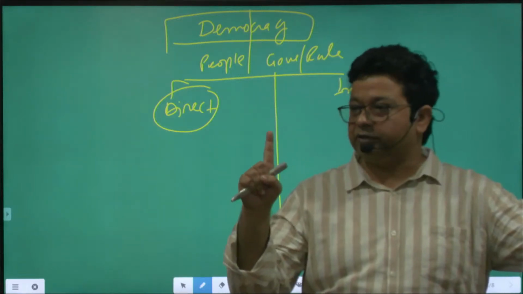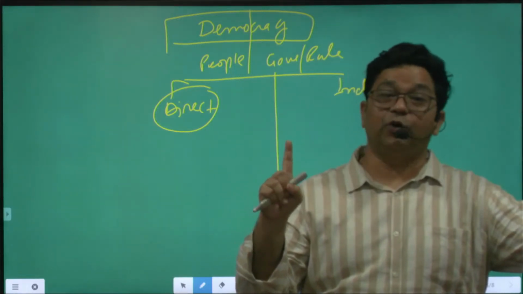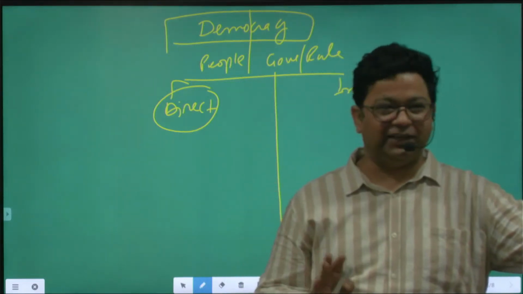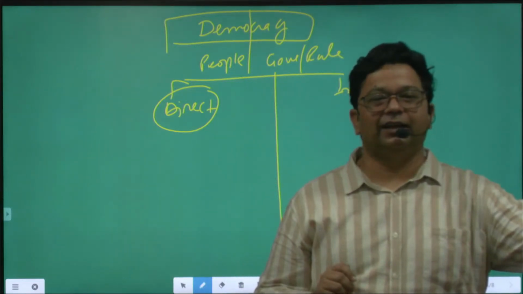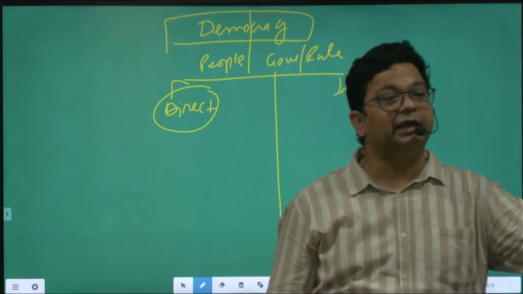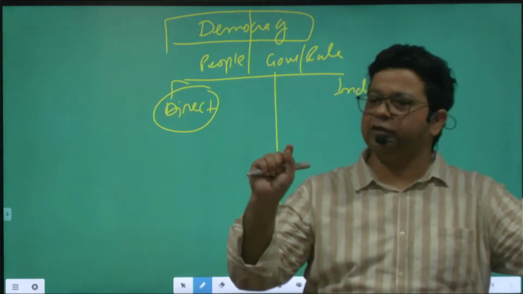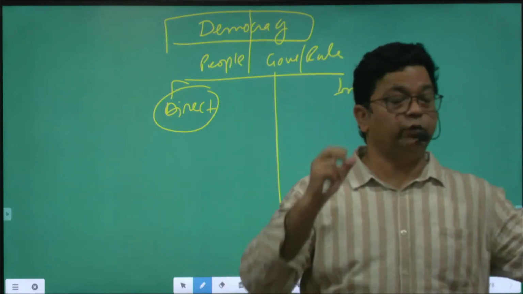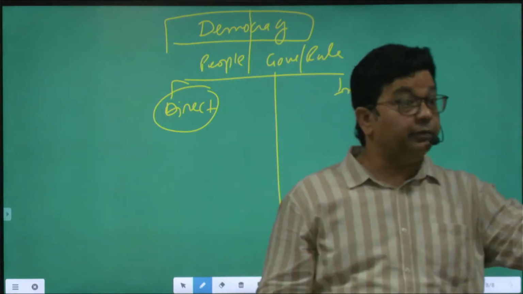One request: don't answer in chorus, answer individually. Yes sir. When we say democracy means people's rule, what do you understand by this? People's rule means what? It means two things.